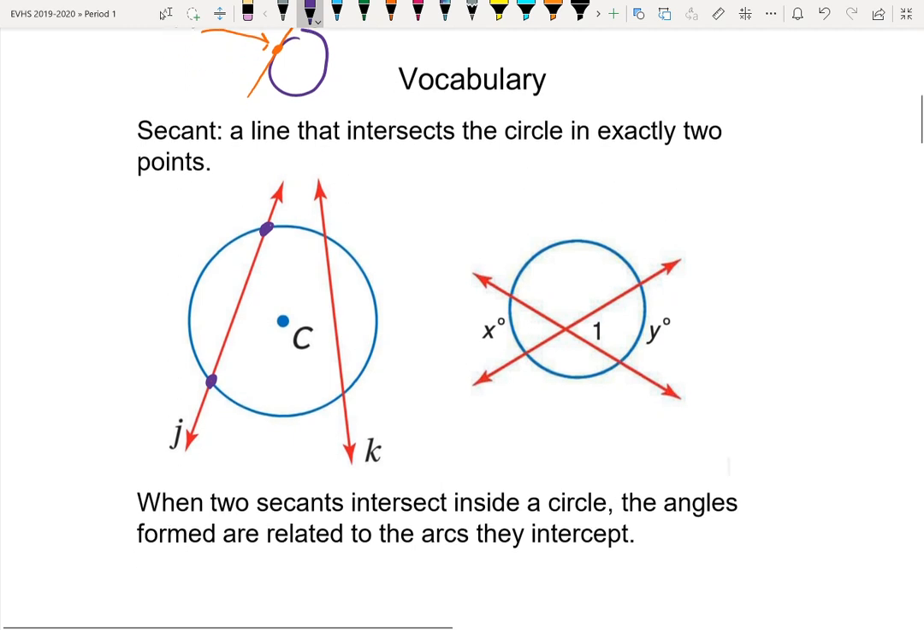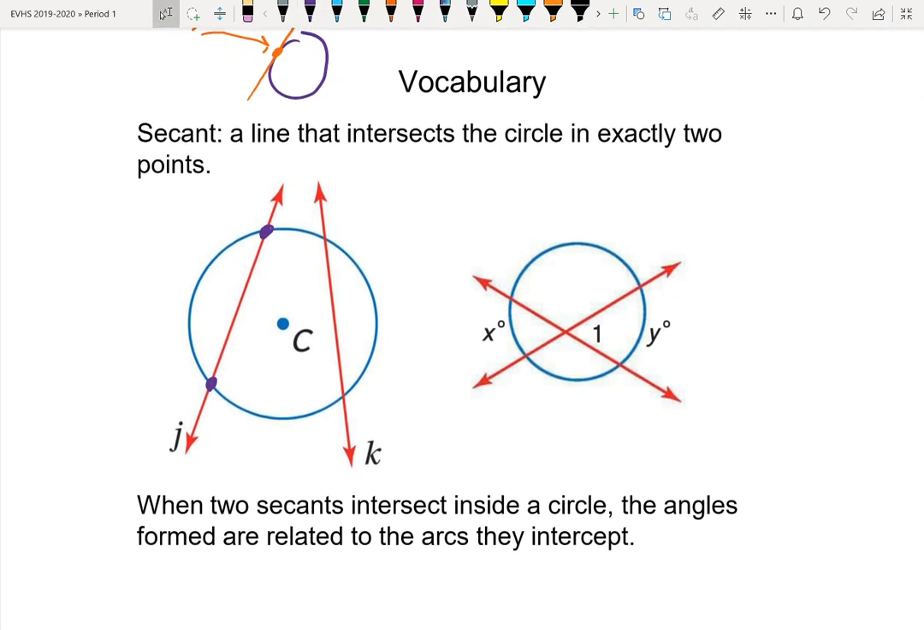Now, whenever my lines intersect inside, I'm going to have these two angles right here. And the thing that I'm worried about today is how do these angles, which are labeled here as angle 1, how does the measure of that angle relate to the intercepted arcs over here, arc X and arc Y? And there's a fairly simple relationship between angle 1, the measure of arc X, and the measure of arc Y.